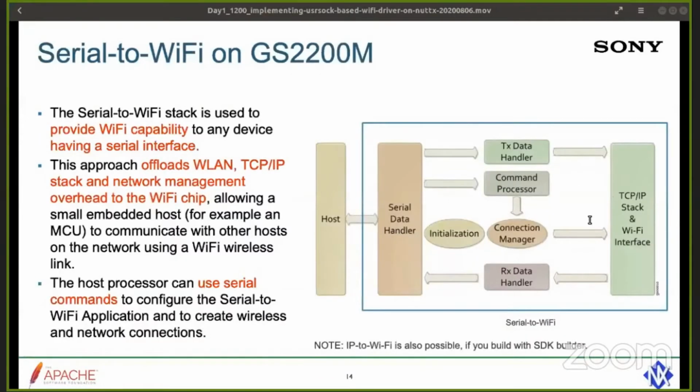In the GS2200M module, there is software called serial to Wi-Fi. This provides Wi-Fi capability through a serial interface. This approach offloads the TCP/IP stack to the Wi-Fi chip, and the host processor can use serial commands to create network connections.